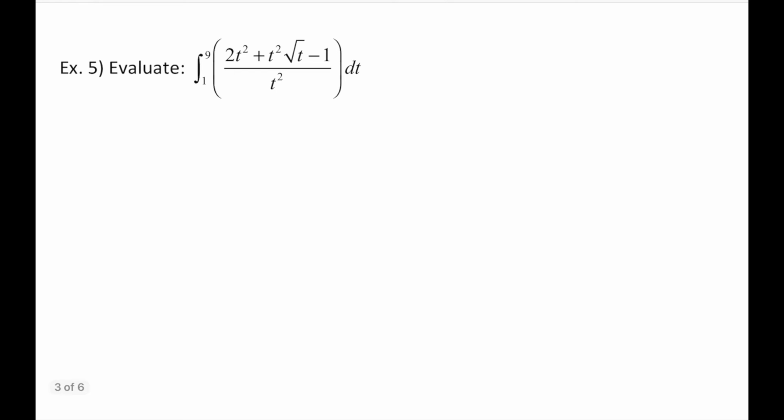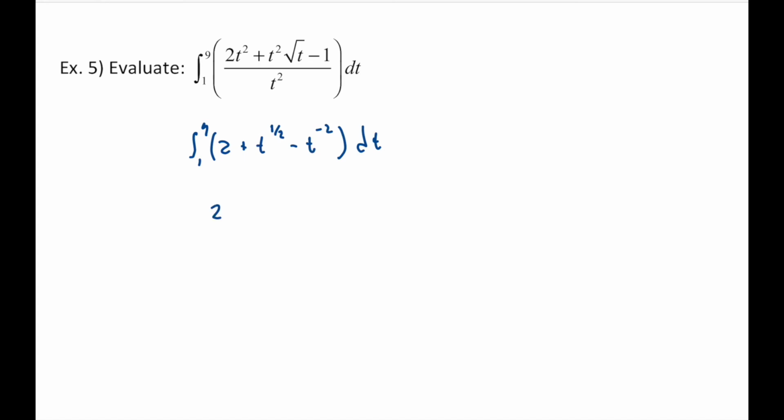Example number 5. Evaluate, once again, a definite integral. Ooh, yikes. We've got this quotient. Here's what I'm going to do. I'm going to distribute that t squared to every single term. So I'm going to rewrite this. Integral from 1 to 9. Well, 2t squared over t squared is just going to be 2, plus t squared root t. That's going to be t to the 1/2 remaining, minus 1 over t squared. That's t to the negative 2. I'm rewriting that because now I can easily apply the power rule.